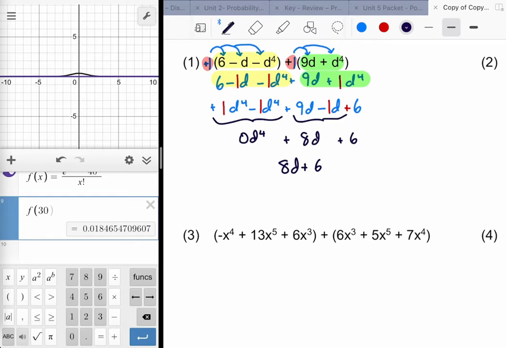All right, so in number 3, I could just write it as negative x to the 4th plus 13x to the 5th plus 6x to the 3rd plus another 6x to the 3rd plus 5x to the 5th plus 7x to the 4th.